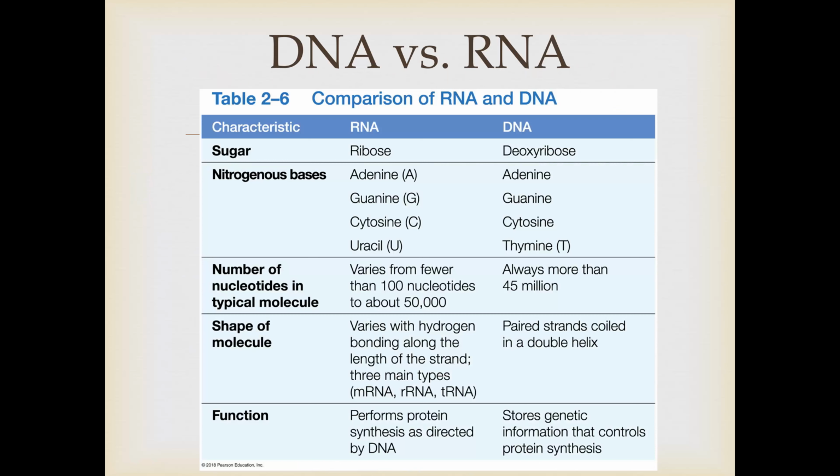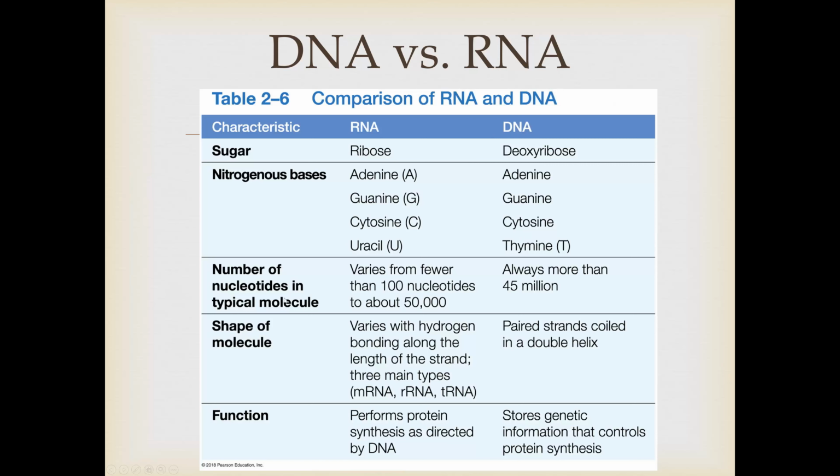So here's a chart to compare and contrast DNA and RNA. In RNA, the sugar is ribose. In DNA, the sugar is deoxyribose. They both have adenine, guanine, and cytosine. RNA has uracil as one of its pyrimidines, and DNA has thymine as one of its pyrimidines.